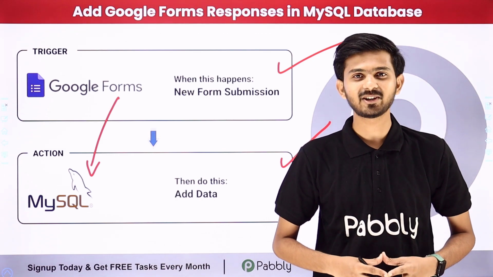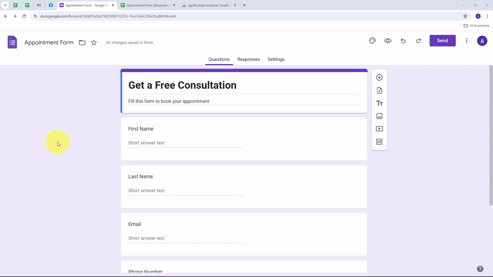For that, let me take you to my computer screen. I hope you can all see my computer screen. And today we are going to see how we can add Google Form responses in MySQL database. So here what we want is that as we get a new form submission from Google Form, then automatically we want to add these form submission details in MySQL database.